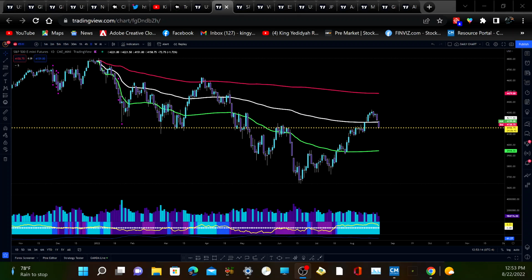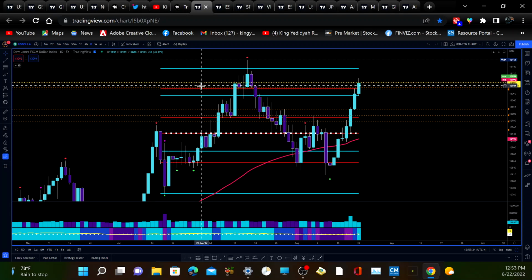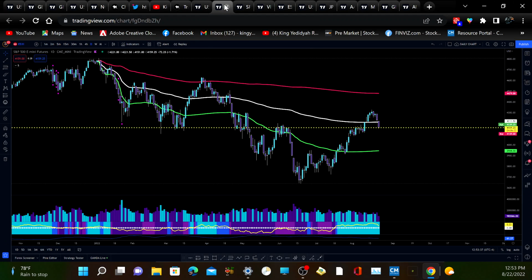I'm doing a little technical analysis on the ES1 slash SPY. Well, ES1 is like the futures of the SPX, right? So I'm going to do a little technical analysis and a little correlation with the US dollar as well, to see what's actually happening and what may come in the future, right?